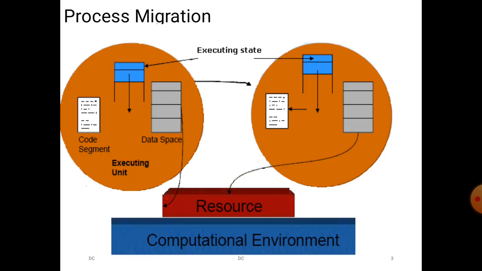Now let us see a detailed note about process migration. In process migration, you can see the orange color round boxes. These are the two execution units, which we can name execution unit 1 and execution unit 2. Inside each execution unit, we can see a code segment, the process which they have to perform, the data space where the data are stored, and the execution state, whether it is active or not.